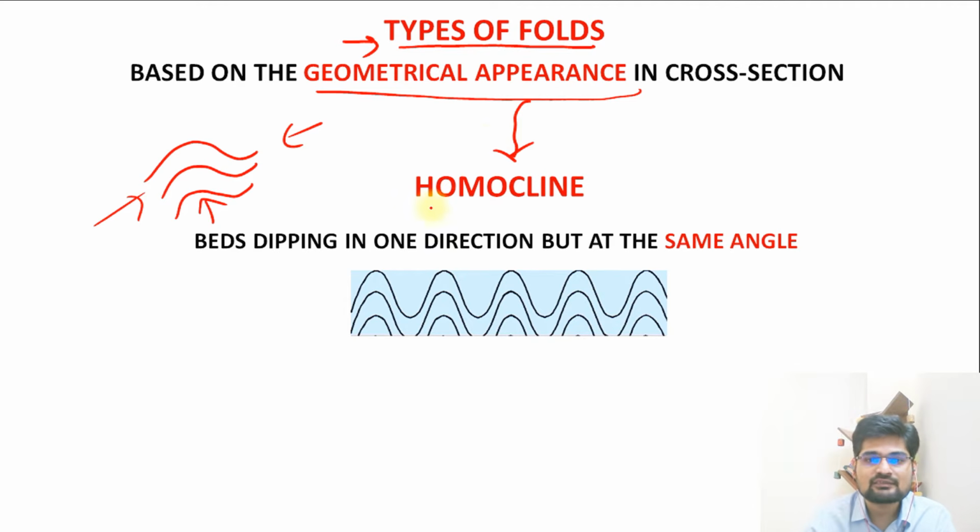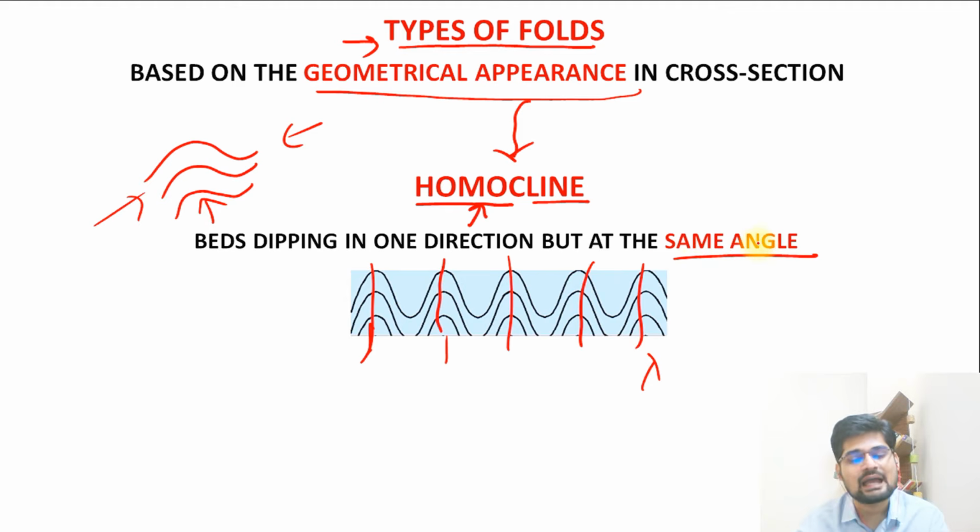So the first type that we study is homocline. Now remember, homo is similar, same. If you look at all these folds from the axis, all the angles are in a particular direction only, at the same angle, right? It is largely in those areas where the force of compression is uniform, and the material is also of the same hardness. So uniformity is where this kind of homocline or homoclinal fold is found.